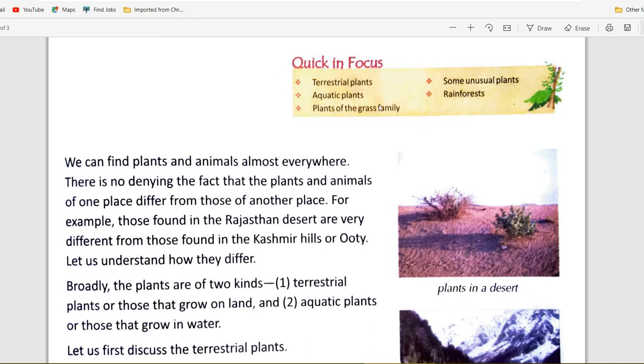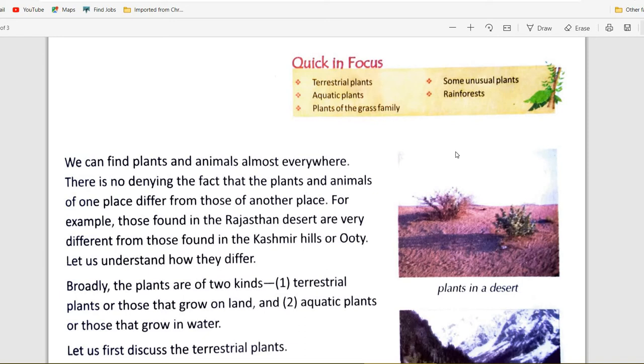ऐसी जगह जहाँ पे कोई plant or animal means they have the perfect features to live in that type of area or that type of environment. Desert plants are different from hilly plants, because desert plants have features to survive in desert areas, and hilly plants have different features, so they will survive in hills.